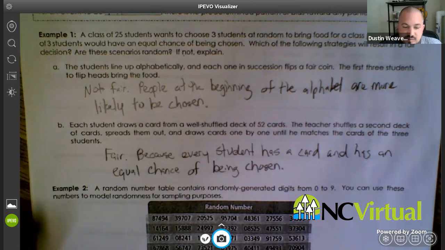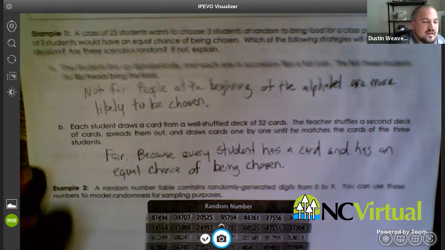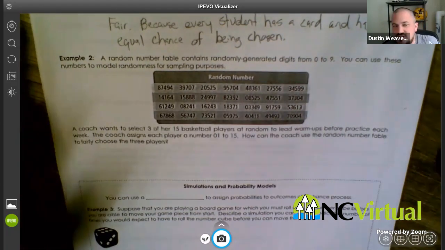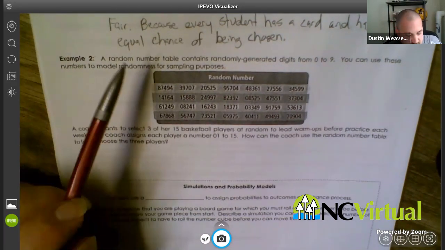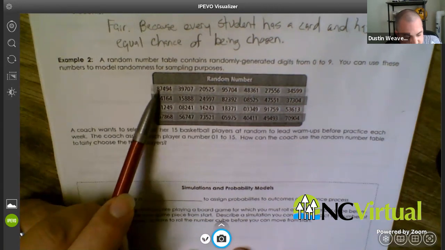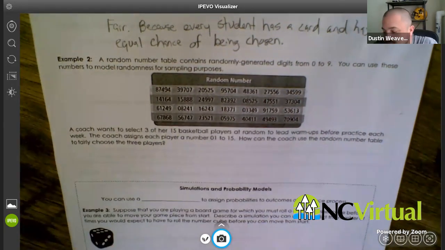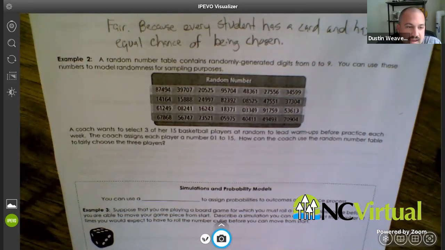So let's go to our next part, example 2. A random number table contains randomly generated digits from 0 to 9. So here's what you need to see here. Basically, all these digits that go across are just randomly created. That's called a random number table. You just see random numbers placed out here from 0 to 9. You can use these numbers to model randomness for sampling purposes.